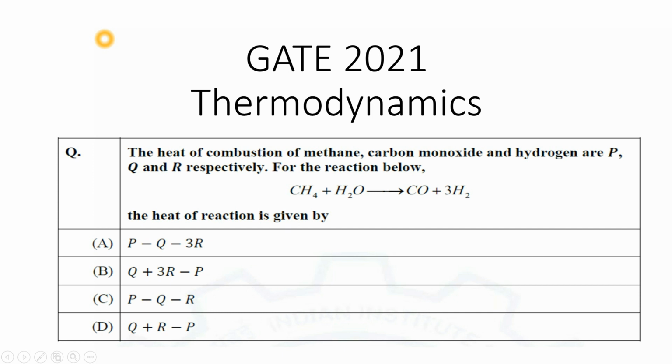So we have a new question from GATE 2021 Thermodynamics. The question is: the heats of combustion of methane, carbon monoxide and hydrogen are P, Q and R respectively. For the given reaction CH4 plus H2O gives you CO plus 3H2, the heat of reaction is given by what?